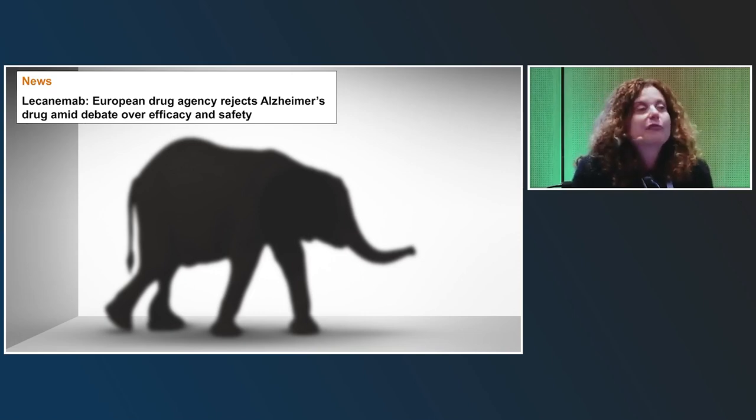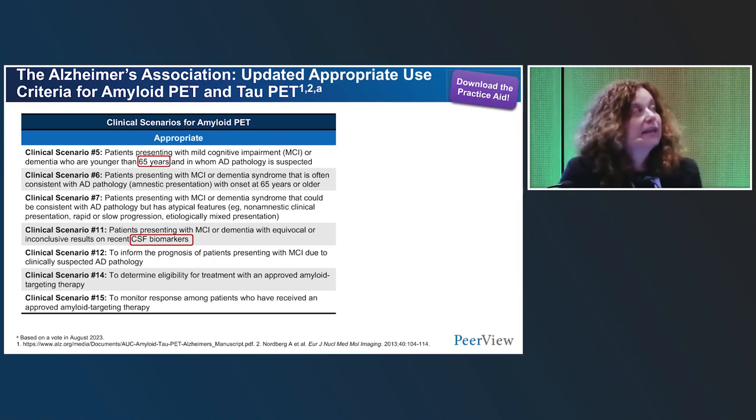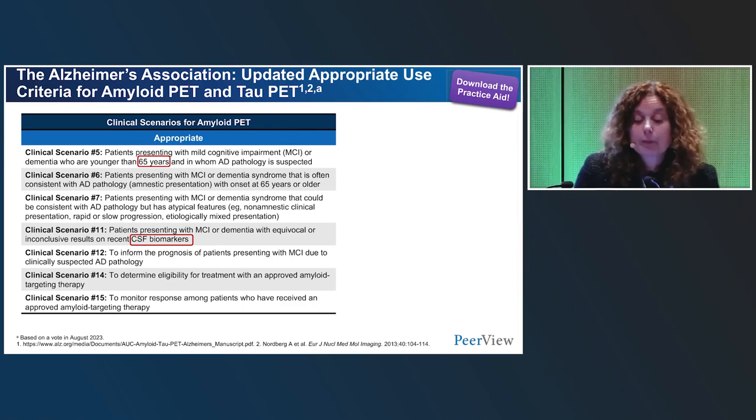So we have more time to study and we need to be prepared. That's why if we go to the appropriate use criteria that actually are not yet published, but you can read them on the website of the Alzheimer Association, and I'm showing you this table that was obtained by the vote in August 2023.